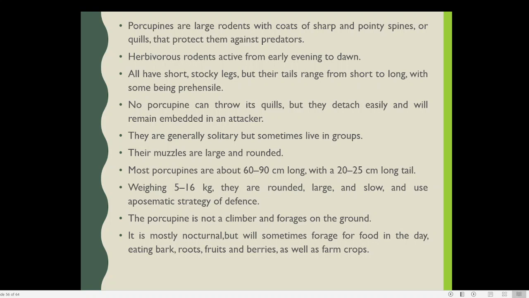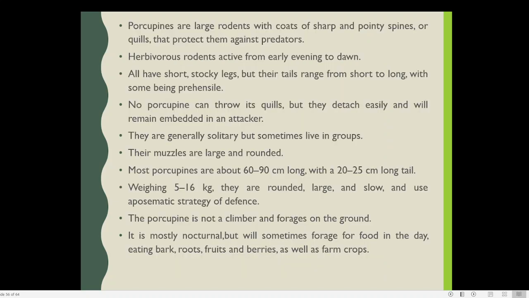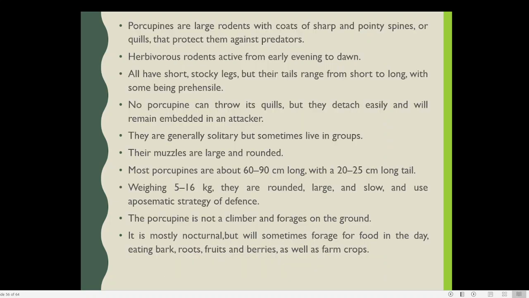And here you can see their muzzle. The muzzle is actually the front part of the body. This muzzle is round and large. They have a large round muzzle. The front pointed portion of the mouth is known by the name muzzle. Then most porcupines are 60 to 90 centimeters in length, that is 2 feet to 3 feet.